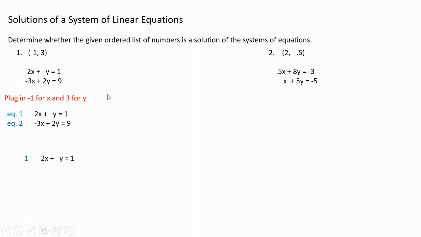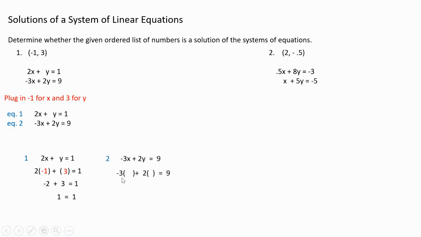So I'm going to plug them into both equations, right? My x is -1 and my y is 3. Once I plug them in, we simplify, so we get 1 equals 1. Since this is true, I get to proceed to equation 2. But if it was false, I would have stopped there and said, you know what, this is not a solution. But since it's true for the first equation, I'll continue with the second one.